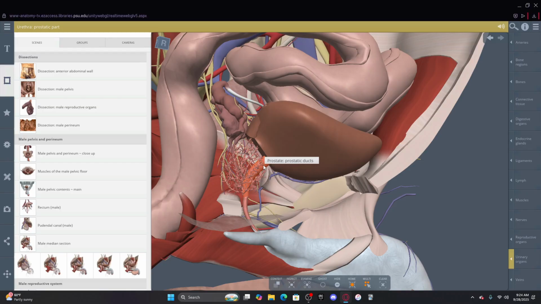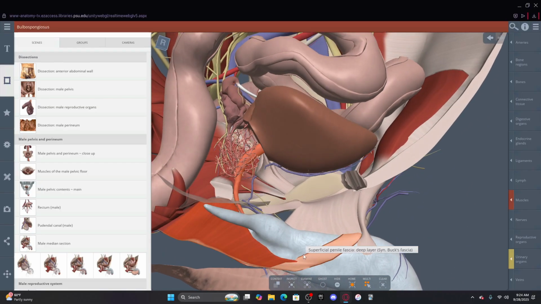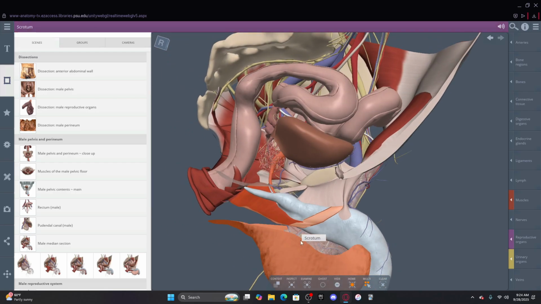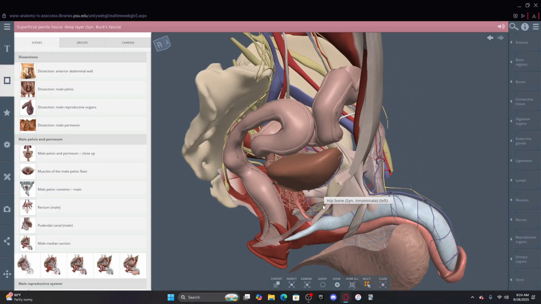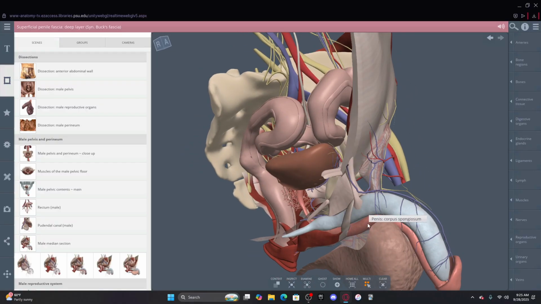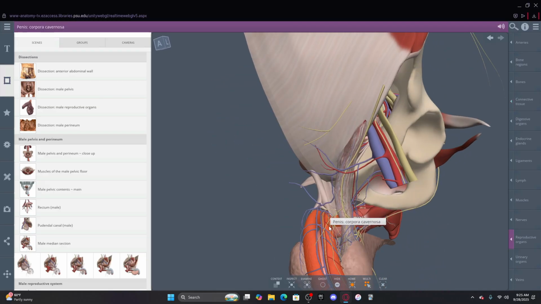So now that we have the prostatic urethra here, we saw the ejaculatory duct. We're going to move into the penile urethra after the membranous part. So this is the membranous part, and then we're going to move all the way into the penile urethra, right? So I'm going to remove this fascia here. I'm going to see if I can. All right, so if I remove the fascia here, I can see the corpus spongiosum, right? Remove this fascia here. I can see the corpus cavernosum.